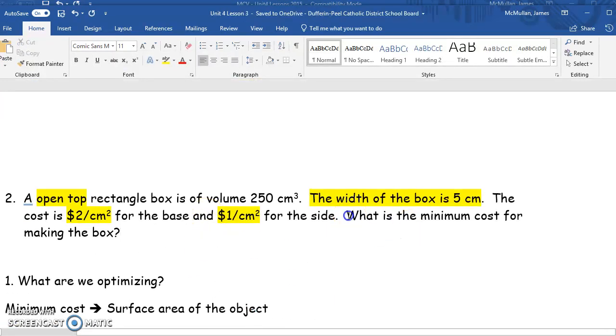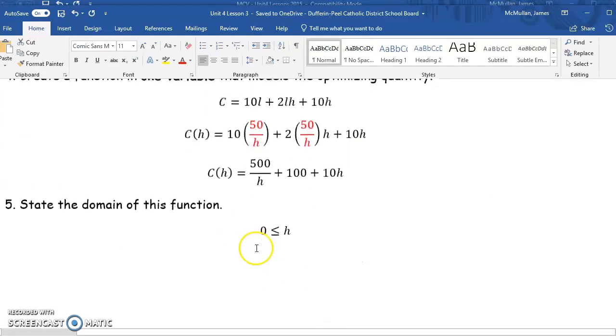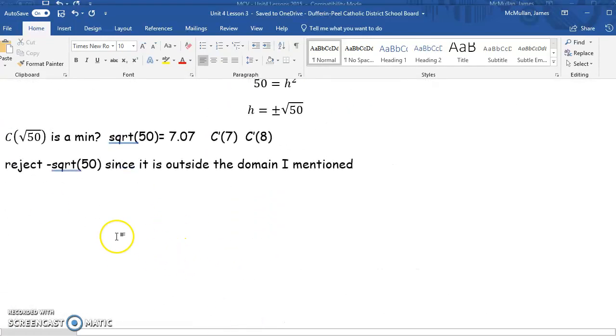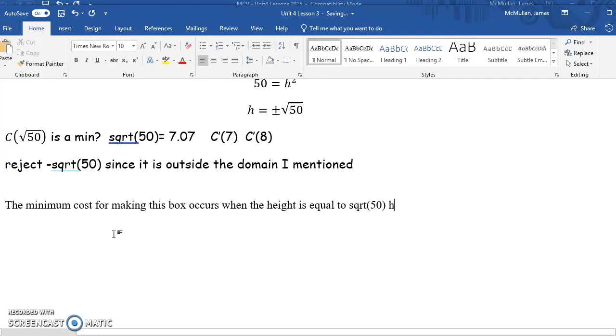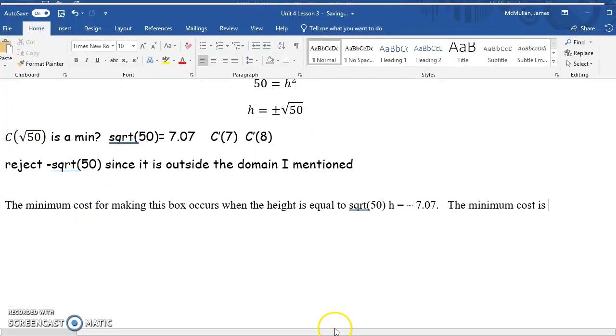The question says, what is the minimum cost for making the box? The question does not say anything about the dimensions, so to finish the question, I could say the minimum cost for making this box occurs when the height is equal to square root 50, approximately 7.07, so h equals 7.07. This is overkill, but the minimum cost is $241.42.